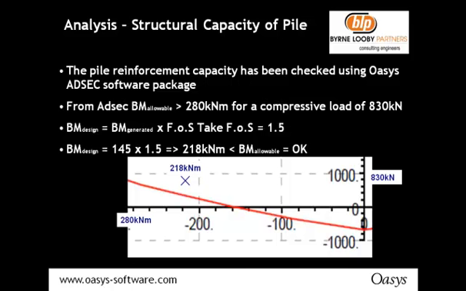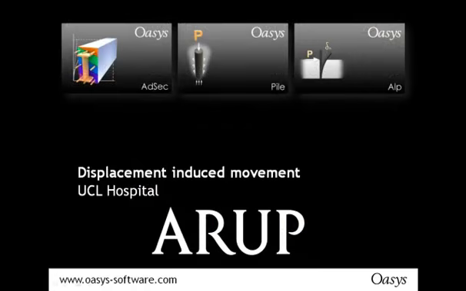So actually their design bending moment is 218 kilonewton meters, which is less than the 280 kilonewton meters given by AdSec as our allowable bending moment. So the design is okay. That really helps you understand how AdSec and Alp are used in conjunction.